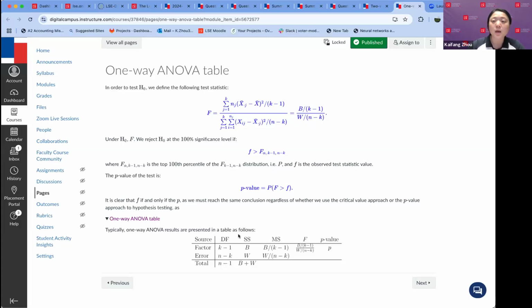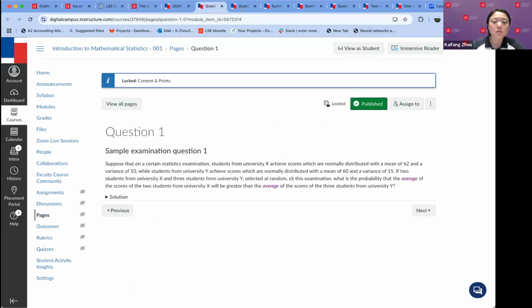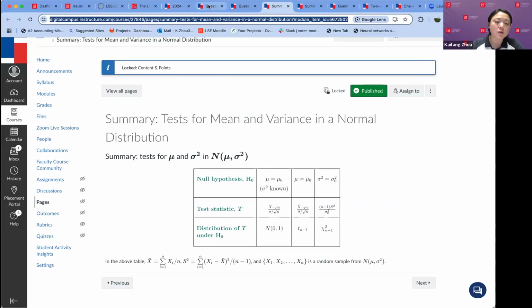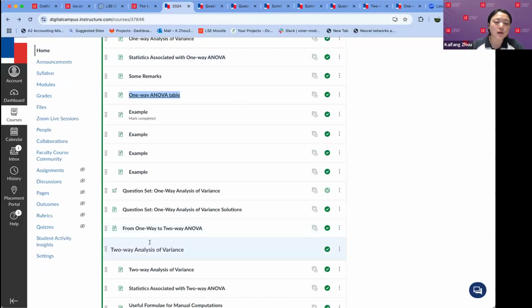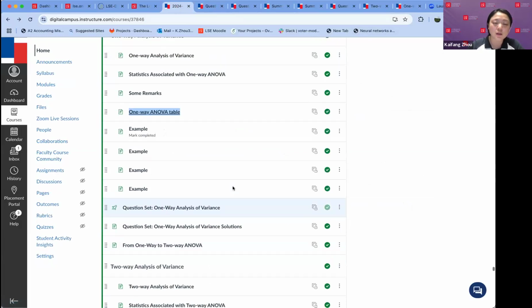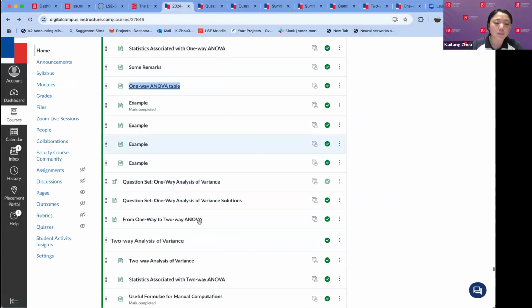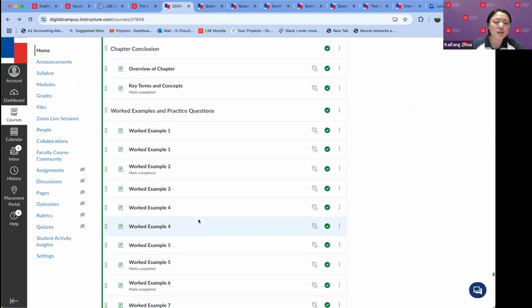We don't have much time to go through this type of question, so I will leave it to you to go through some questions for the one-way or two-way ANOVA table. I think you have plenty of examples here. Then let's go through the last one.